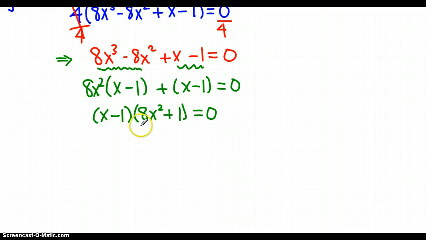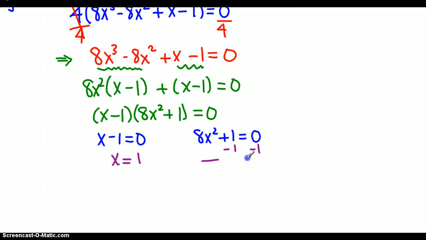Since we have 2 factors being multiplied that equal 0, either the first factor equals 0, or the second factor equals 0, or both factors equal 0. So when we're finding our roots for our polynomial expressions, or our polynomial equations, we're setting our factors equal to 0 and solving. So here, we're going to add 1 to both sides, so x equals 1. On our second one, we're going to subtract 1 from both sides, so 8x squared equals negative 1. Then I want to continue to get x squared by itself, so divide by 8. So x squared equals negative 1 over 8.